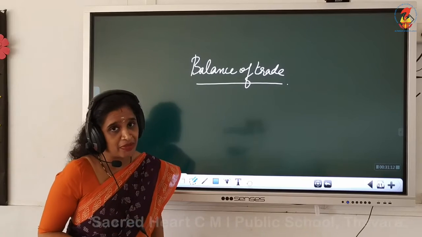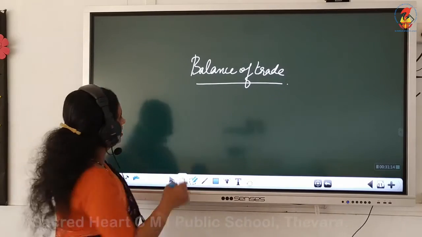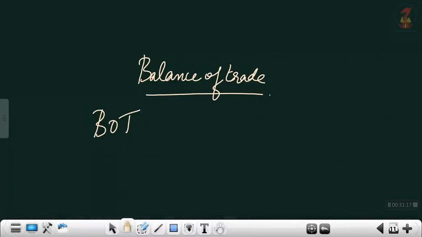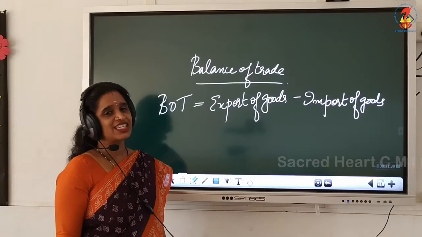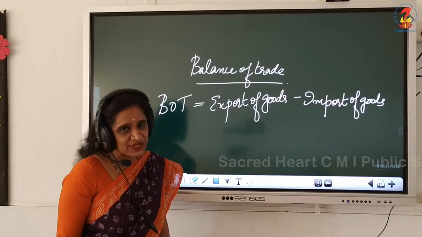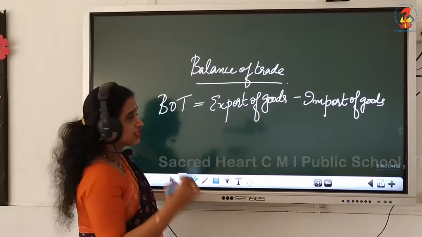So how can we define balance of trade? Balance of trade, BOT, is the difference between export of goods and import of goods. Therefore we can write it as balance of trade is equal to export of goods minus import of goods. Export of goods and import of goods. This is balance of trade.